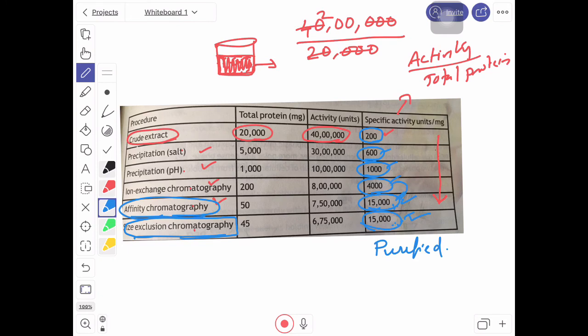4,000 became 15,000. That means affinity chromatography is a very effective step.